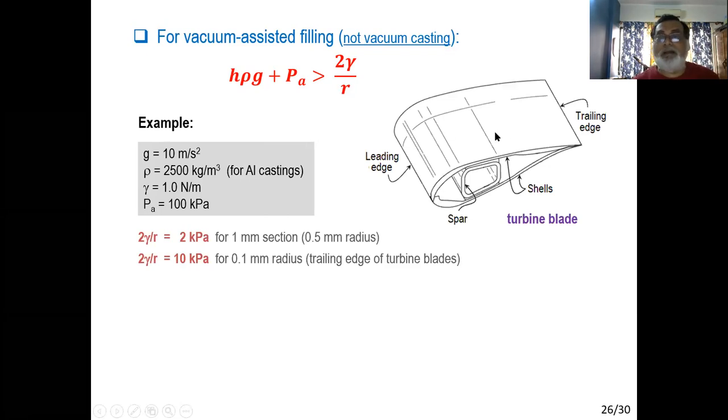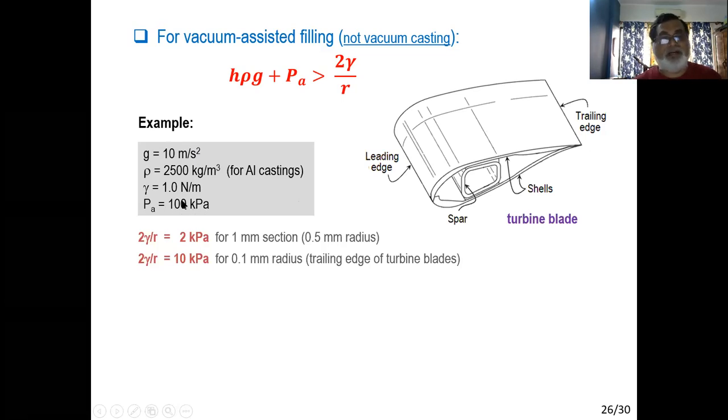For example, let's do a turbine blade casting. In a turbine blade, you see that this is a thicker section, and it becomes gradually thinner and thinner and thinner. So the trailing edge is the thinnest one. Now, if we use this formula, G is equal to 10 meter per second squared. Density is 2500 for aluminum casting, let's say. Gamma for aluminum casting is 1 Newton per meter, and atmospheric pressure is 100 kPa, 101 to be exact.